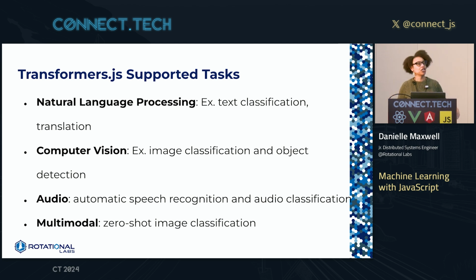But currently, you can only work with natural language processing, which is kind of what we saw with Wink NLP: text classification and translation. Then computer vision, so you have image classification and object detection. Audio, so you can do automatic speech recognition and audio classification. And then multimodal. Here an example would be zero-shot image classification. If a model has been trained on an image data set, zero-shot means that if it sees an image it hasn't seen before, it should be able to try to detect what it is.